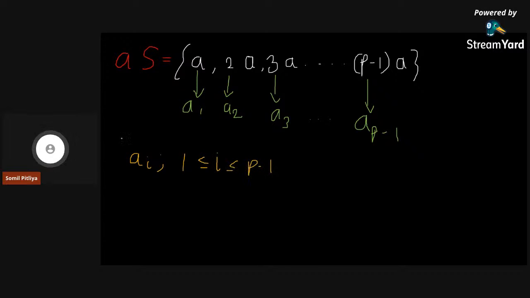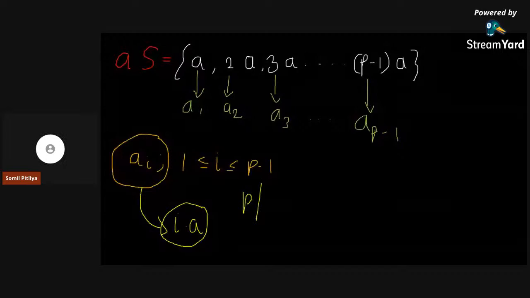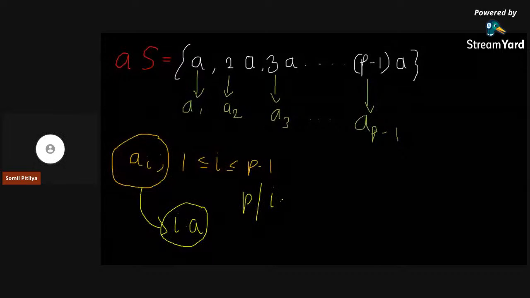Suppose I am making a claim that this ai is divisible by p. What is my ai? My a1 is 1 into a, a2 is 2 into a, a3 is 3 into a. So my ai will be i into a. So my claim is that this number is divisible by p. Then I can say that p divides i into a.